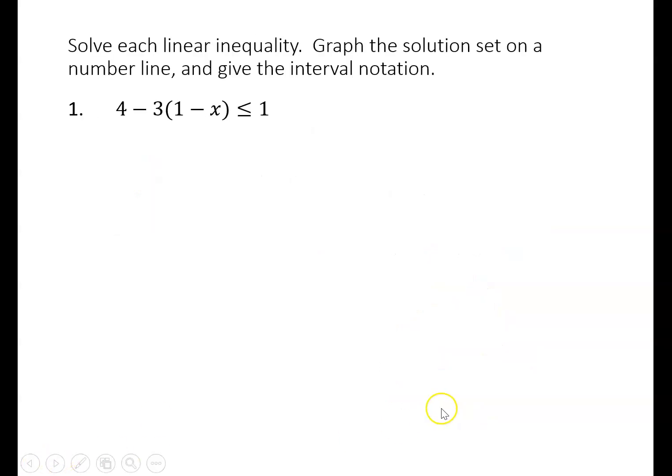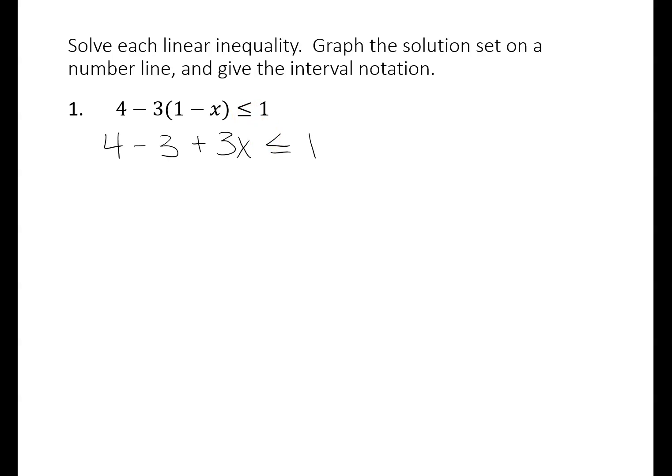So let's practice. The instructions say, solve each linear inequality, graph the solution set on a number line, and give the interval notation. And that's what we practiced in the previous video. So step 1, remove parentheses. That means we need to distribute the negative 3. So negative 3 times 1. And negative 3 times negative x is a positive 3x.